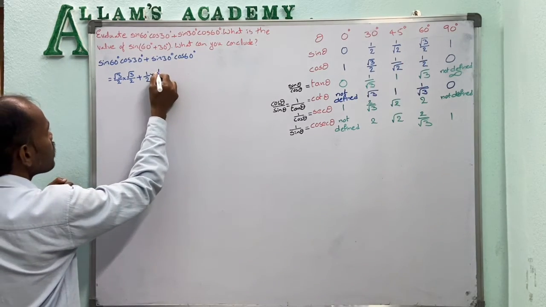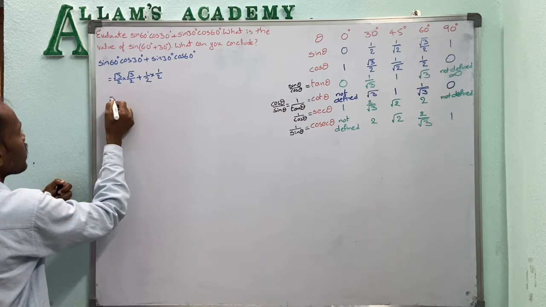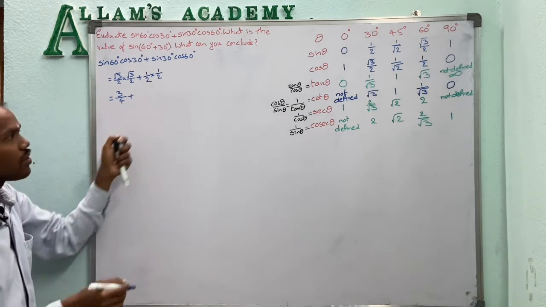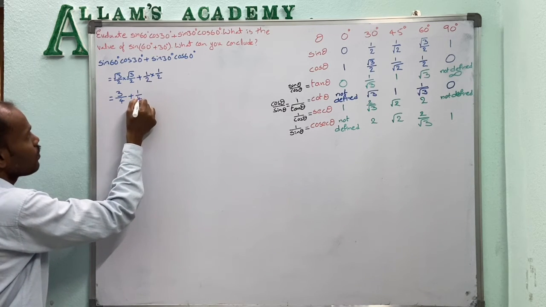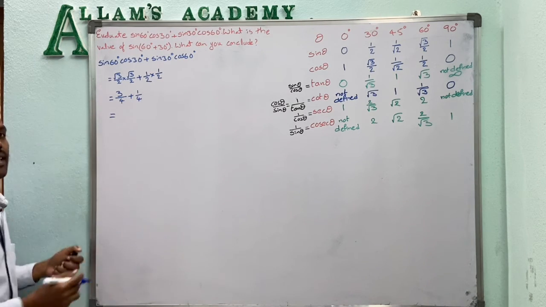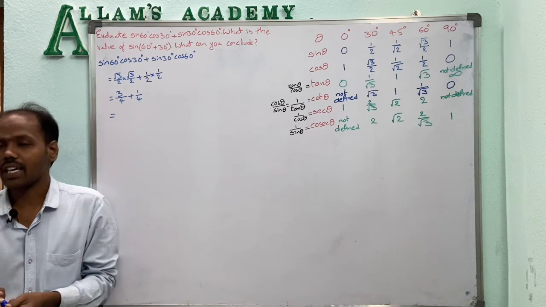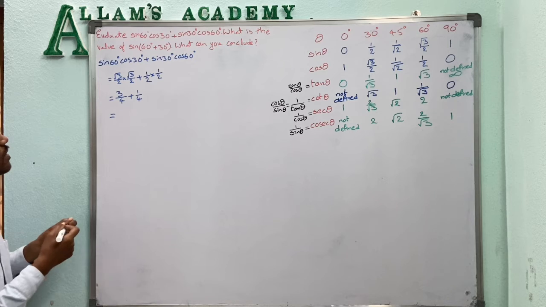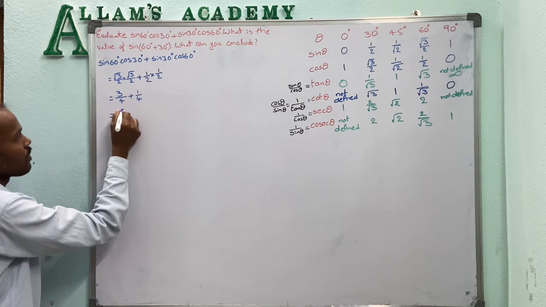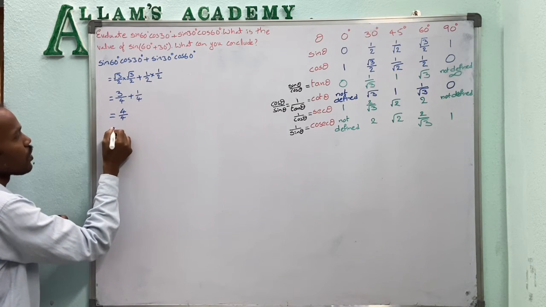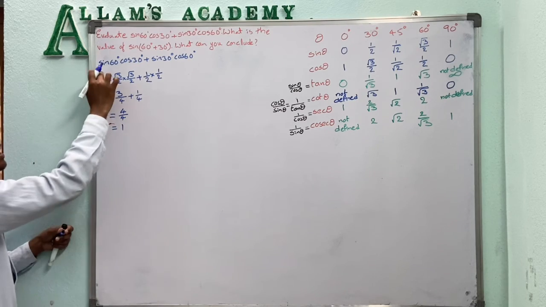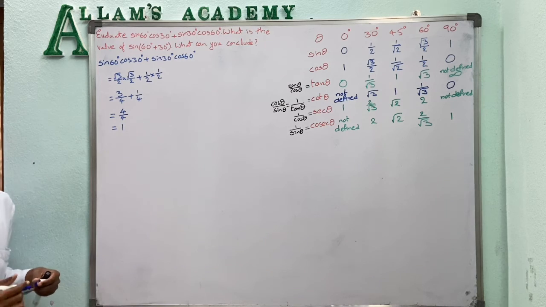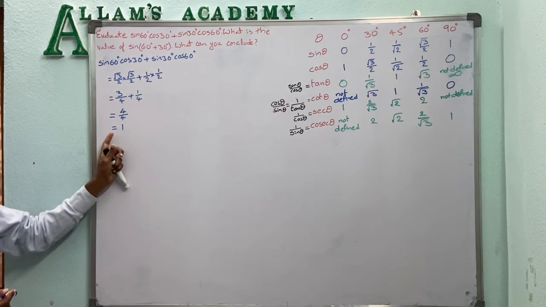So root 3 by 2 into root 3 by 2 is 3 by 4, plus 1 by 2 into 1 by 2 means 1 by 4. So here 3 by 4 and 1 by 4 are like fractions, so we can directly add their numerators. That means 3 plus 1, that equals 4. So 4 by 4 means 1. So sin 60 cos 30 plus sin 30 cos 60 degrees is equal to 1.